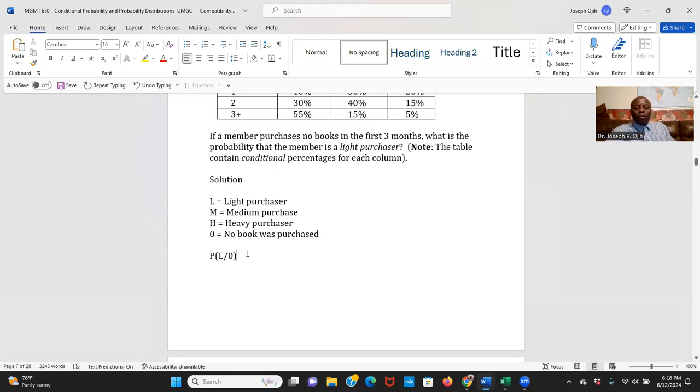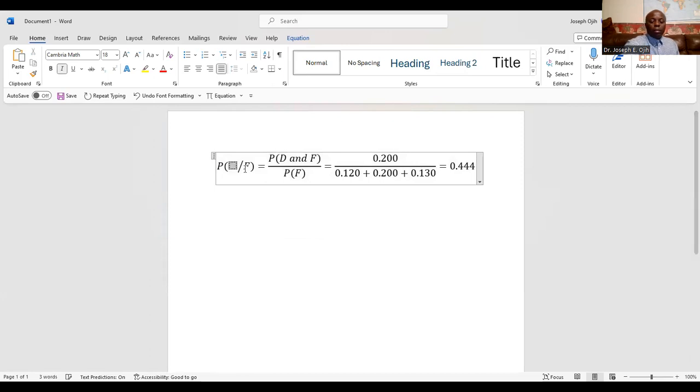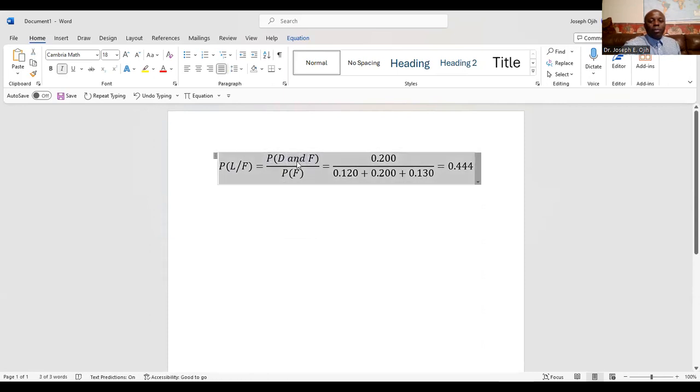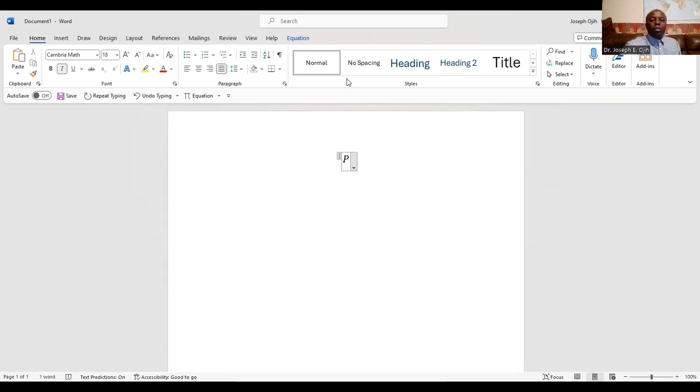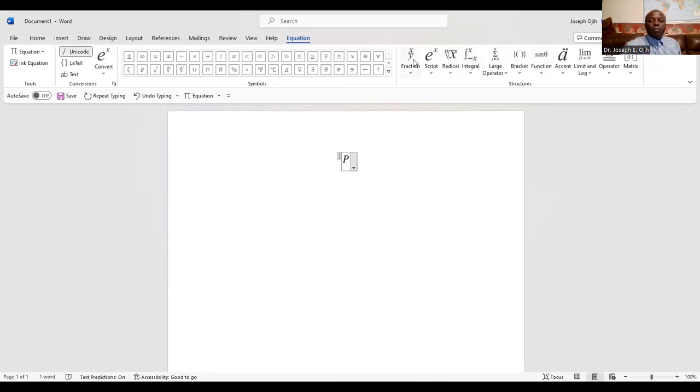Now, because this page will not allow us to put this in, I'm going to get the formula from the other workbook. Remember, let me write this down. The probability of light purchaser, given that he bought no book. Let's go and put it over there. This one is going to be a different type. For this condition, they give us a priori probability. So the probability of light purchaser, given that the member purchases no book, equals.